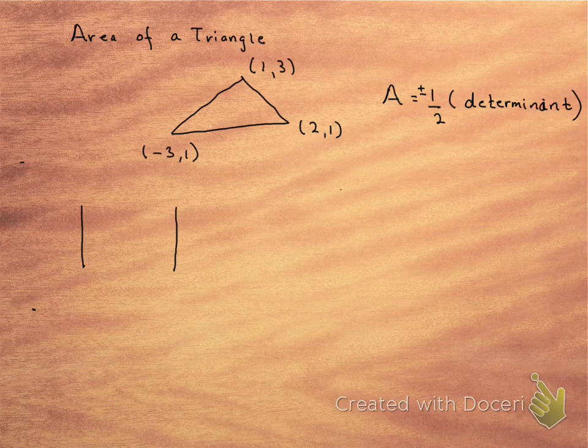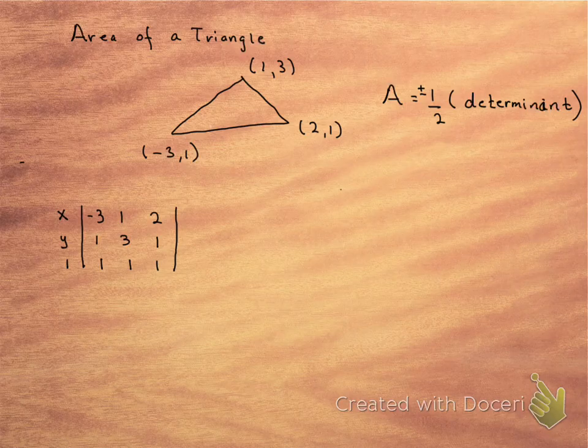we'll put X here and Y. And then the bottom row is always ones. Okay, it just makes more sense. And this follows the setup in the book. So all of the x coordinates, starting at -3, then 1, then 2. And then the y coordinate that goes with -3 is 1. The y coordinate that goes with the x of 1 is 3. And the y coordinate that goes with the x of 2 is 1.